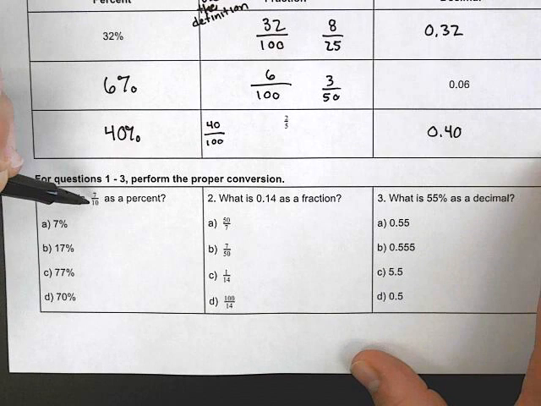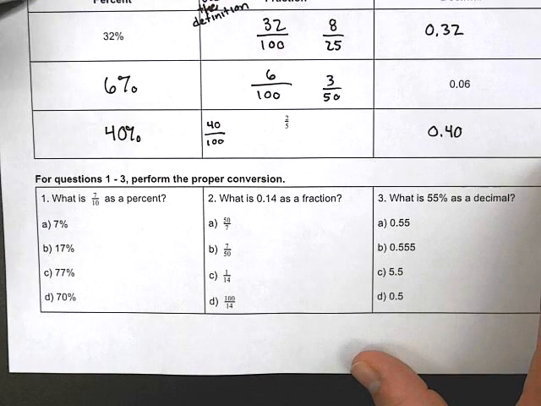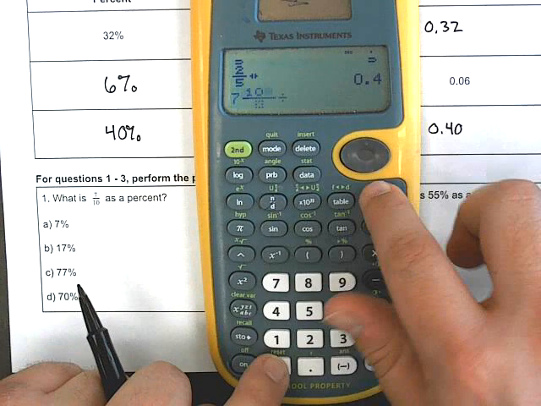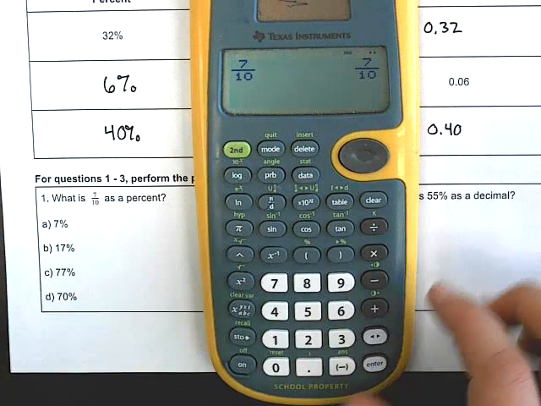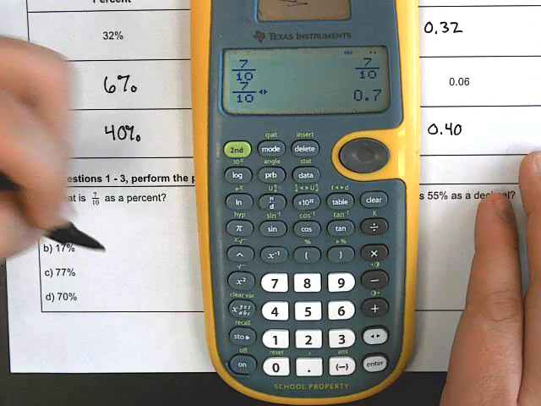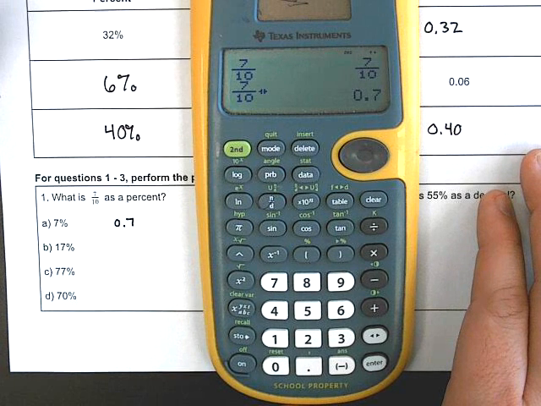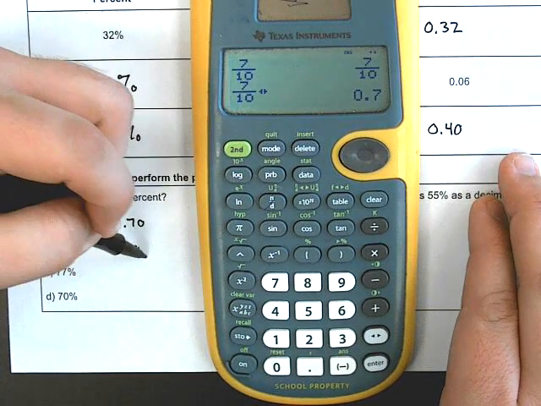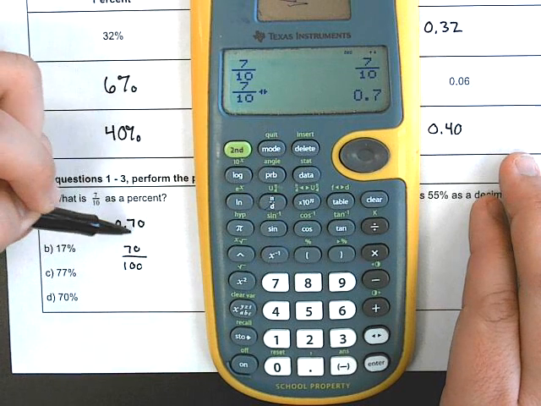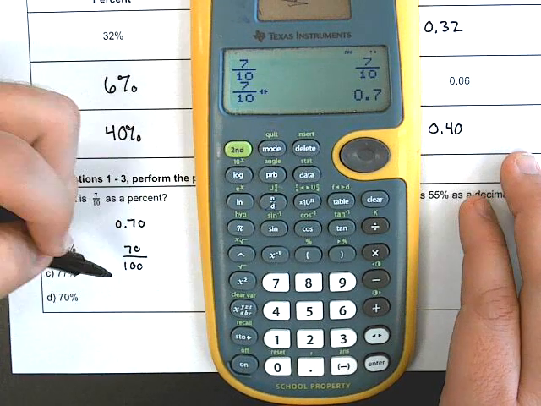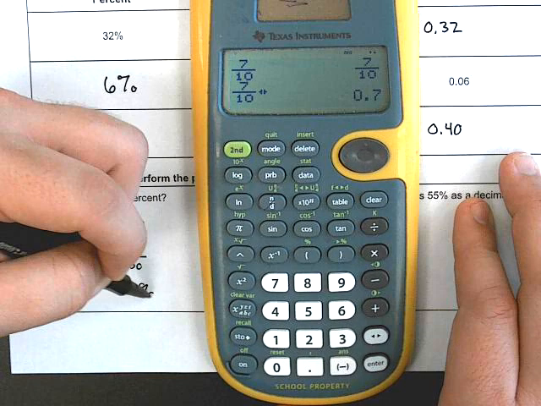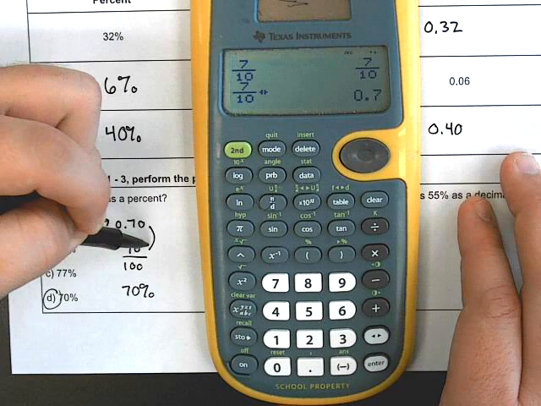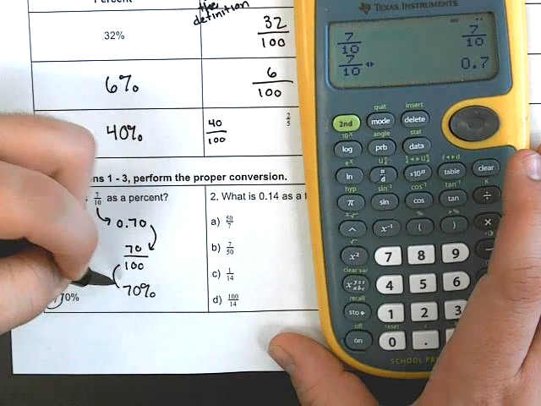So, what is 7 over 10 as a percent? Well, 7 over 10 as a decimal is 0.7 or 0.70. So that's 70 out of 100, right? Because I took my first two decimals, and then I know that I have 70%. All right, so the first thing I did was I went to decimal, then I kind of changed it to a fraction, and then I went to percentage.